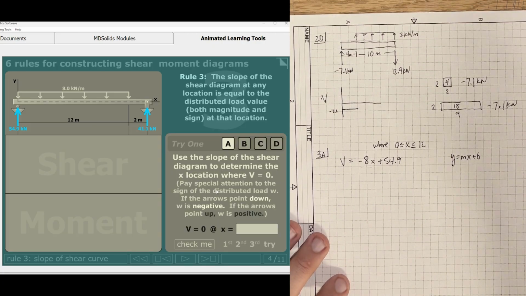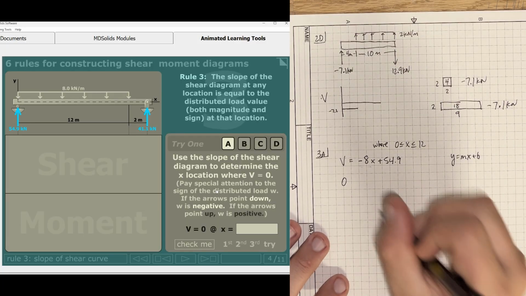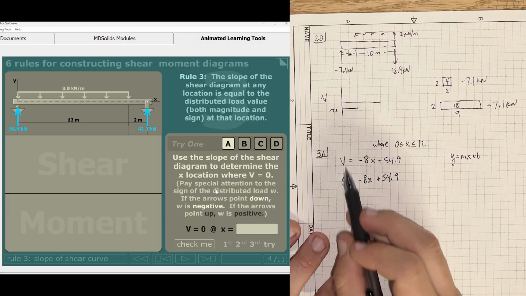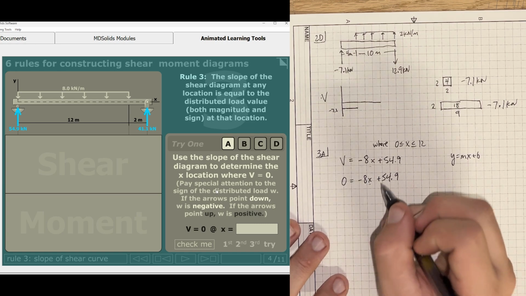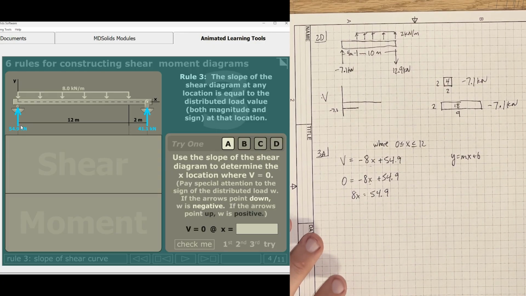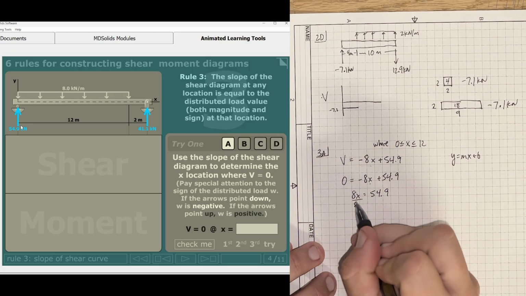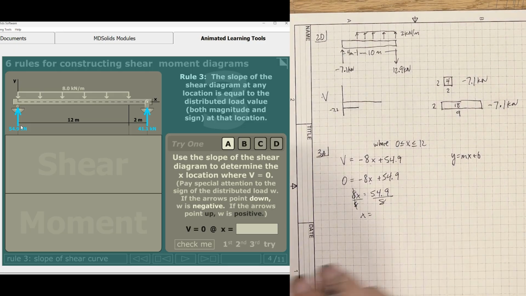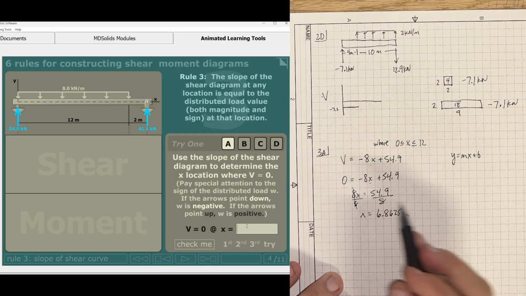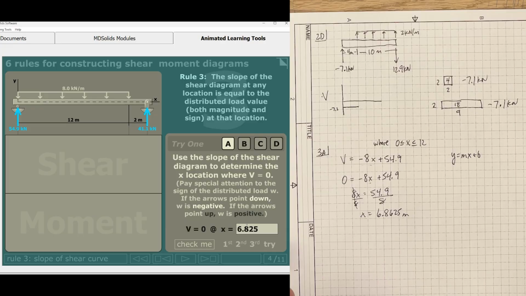Now, in these questions, what they're asking you is, if V is equal to 0, what is x going to be? If we plug in 0 for V, we have one unknown, which is x. Can we solve for x? Absolutely. 8x equals 54.9. This is the point where this uniformly distributed load is going to finally cancel out our support load here. So we divide both sides by 8, and x is equal to 54.9 divided by 8. We end up with 6.8625 meters. And so that tells us 6.8625 meters in, V is going to be equal to 0.